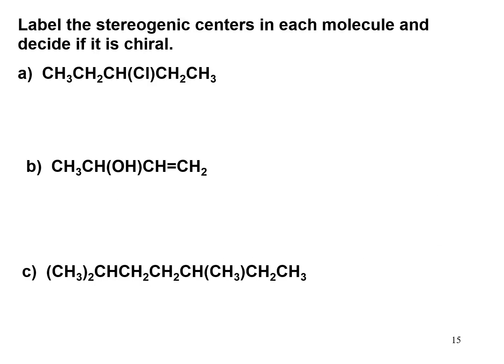So label the stereogenic centers in each of the molecules and decide if it is chiral. Have a look at this compound. This carbon has no stereogenic center. This also has no stereogenic center. But when you look at this carbon, it has these 2 groups which are similar. Therefore, it has no stereogenic center. Therefore, the compound is achiral, because these two substituents are almost similar.